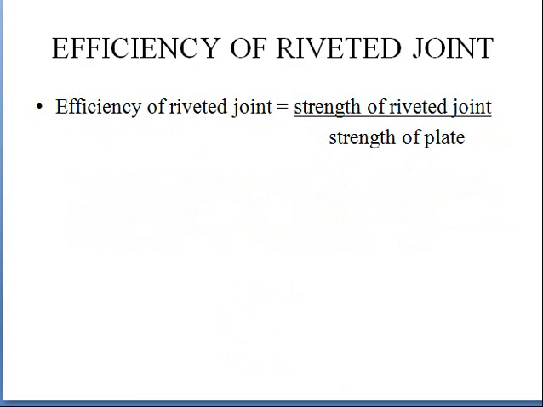Next, the efficiency of the rivet. The efficiency of the rivet depends upon the strength of the plates before getting riveted and the strength of the plate after getting riveted. So here is the formula: strength of riveted joint by strength of plate.